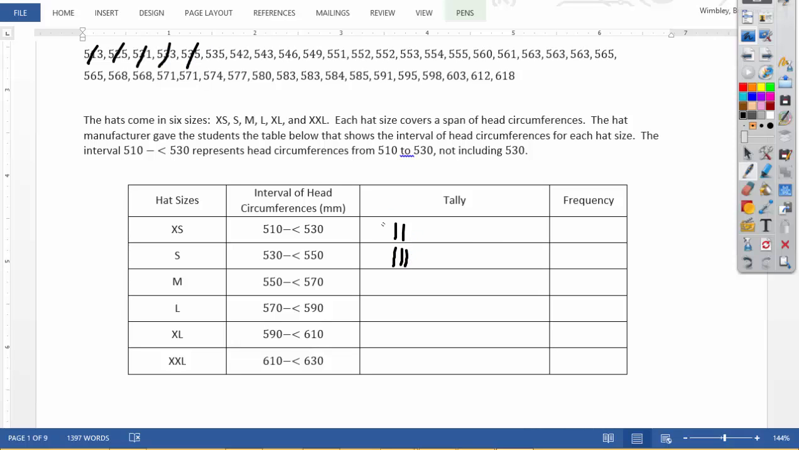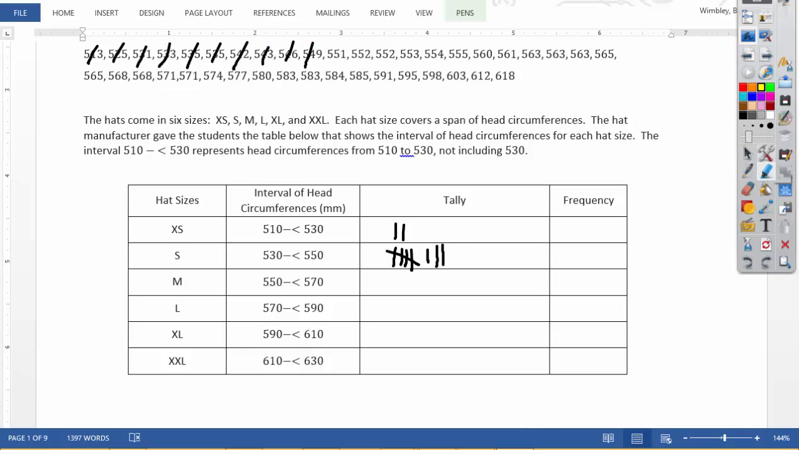535 and a mark. Oops, 1, 2, 3 35s. 1, 2, 3, 4 because of that one. Then 542. 543. 546. 549. Okay, let's check that. I see 1, 2, 3, 4, 5, 6, 7, 8 in here, and I have 8 tallies.